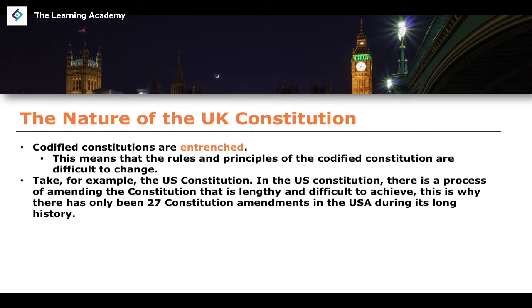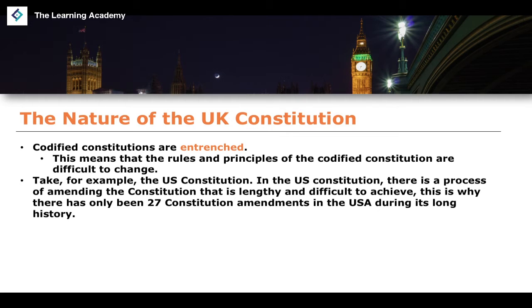In the US Constitution, there is a process for its own amendment. It requires quite a lot of broad support across the entire United States of America. It requires broad support in both houses of Congress, and it also requires broad support across the state legislatures. And it's a very difficult and lengthy process to achieve the actual ratification of a constitutional amendment. And that's why there's only been 27 amendments during the long history of the United States.